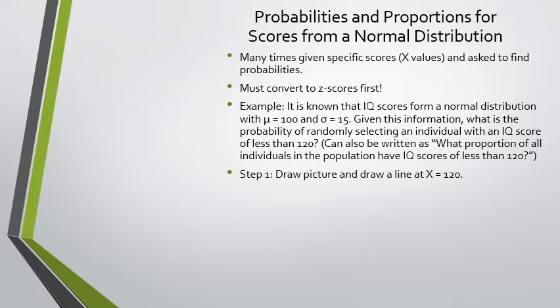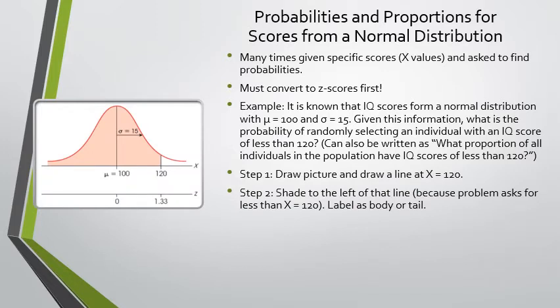at x equals 120. And the picture is always going to be of the normal curve. Step 2, you're going to shade to the left of that line because the problem asks for any scores less than x equals 120. And then you're going to label it as a body or a tail. So in this case, the shaded part is the body because it includes the mean, or the z-score of 0. It's the larger portion, so it would be a body.